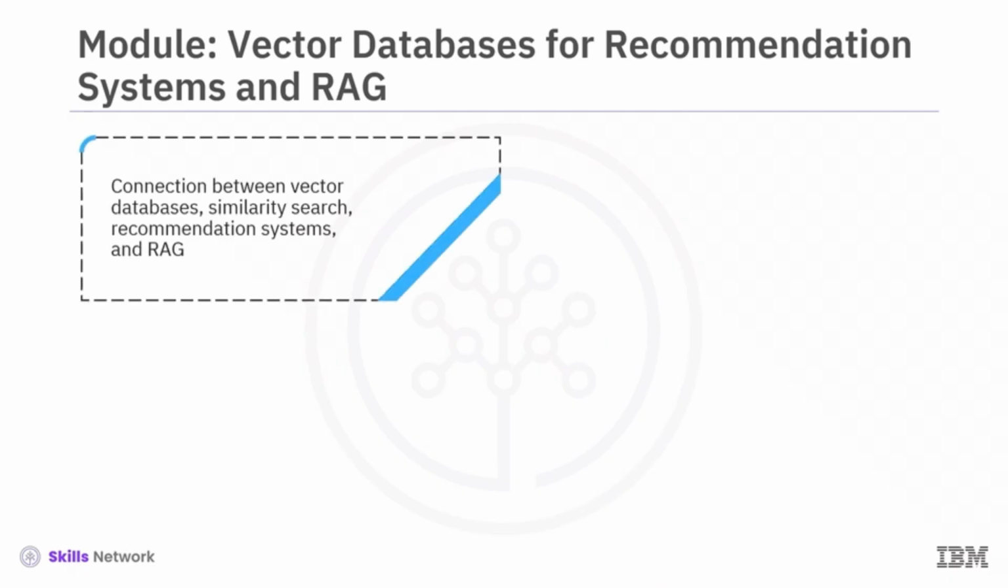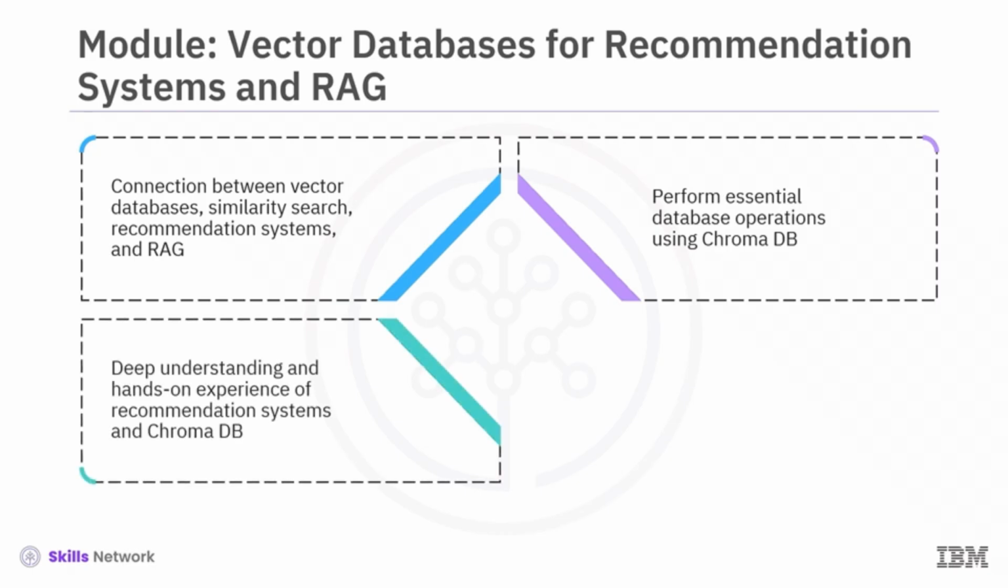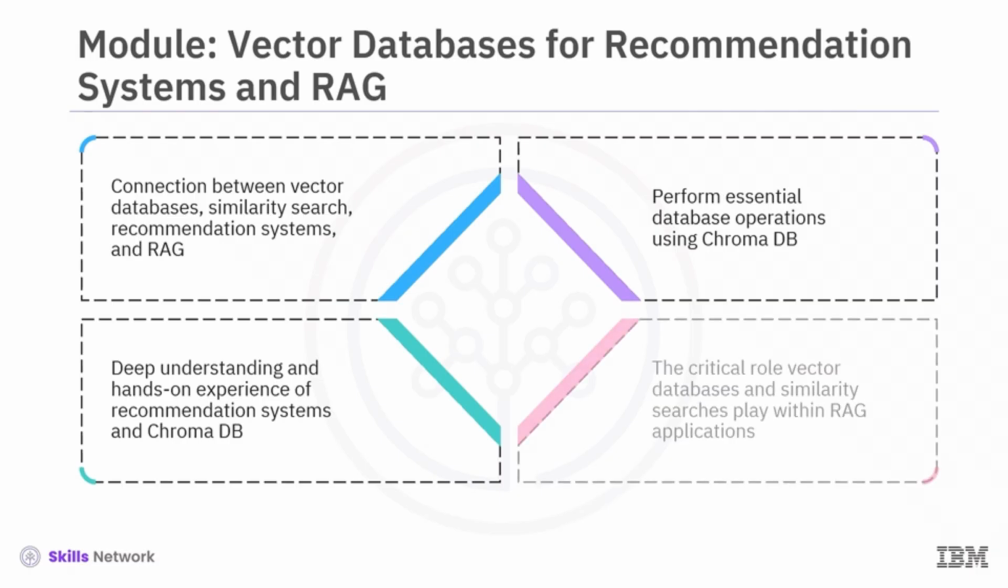This module helps you understand the connections between vector databases, similarity search, recommendation systems, and RAG. It covers how to perform essential database operations using ChromaDB. You will gain a deeper understanding of both recommendation systems and ChromaDB with hands-on experience analyzing employee data and building a food search recommendation system. By the end of this module, you will have a clear understanding of the critical role vector databases and similarity searches play within RAG applications.